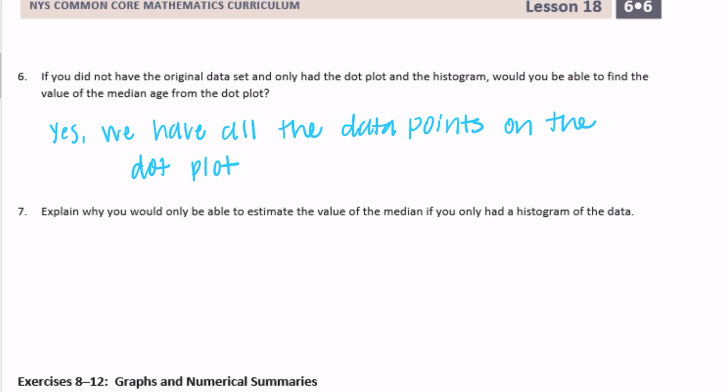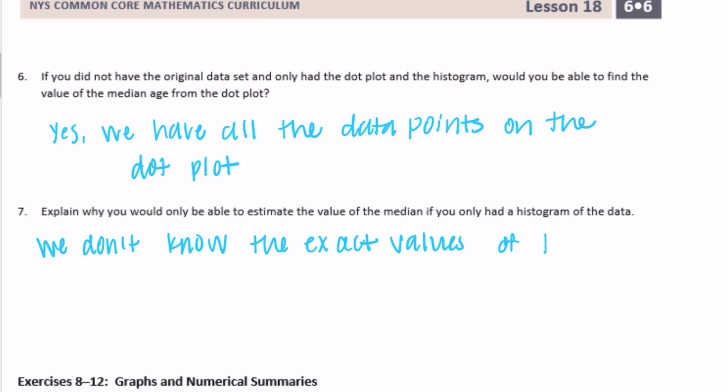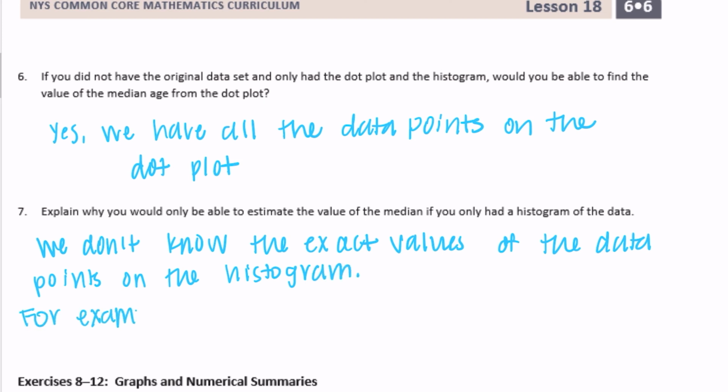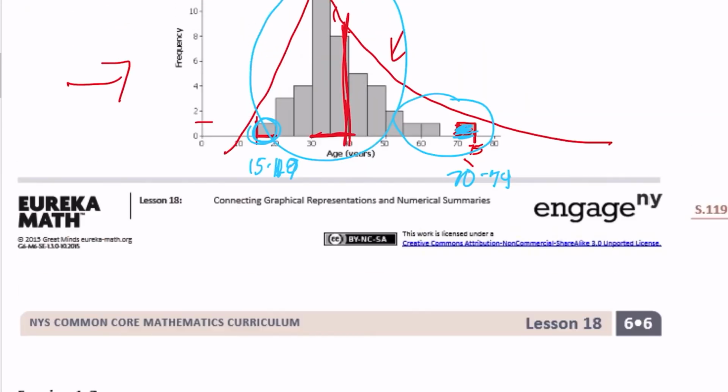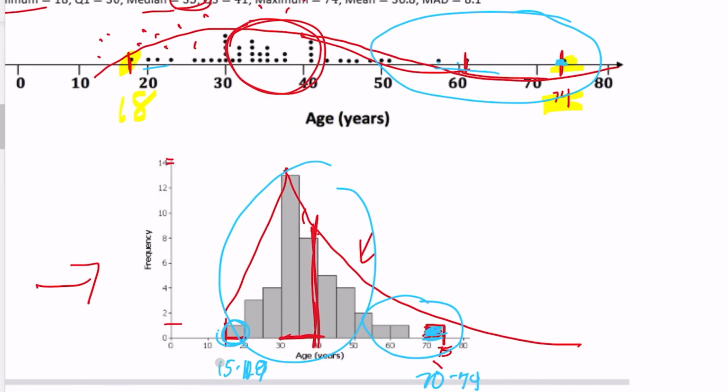Explain how you would only be able to estimate the value of the median if you had a histogram of the data. So you would only be able to estimate because we don't know the exact values of the data points on the histogram. So for example, let me clear some of this off.